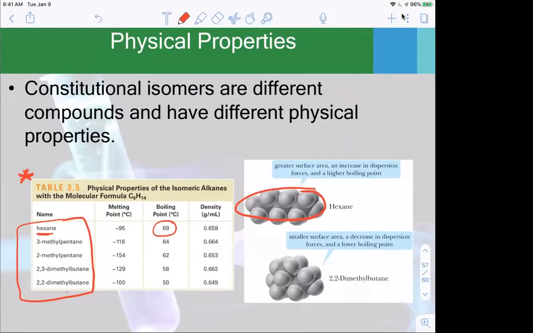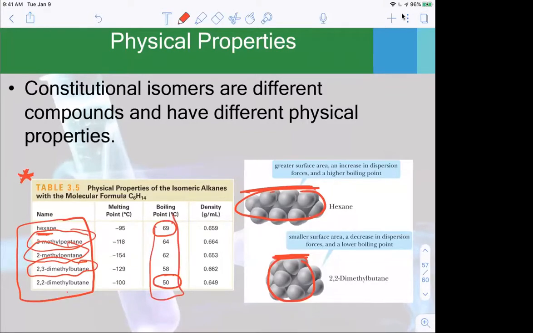2,2-dimethylbutane, which has the lowest boiling point, is more like a ball, right? I have less surface area in this situation, so my London dispersion forces are much lower. And then notice, as my branching changes, draw these out, make a model, and convince yourself that this is the appropriate order. I might give you something like this on a test and say, rank these in order from lowest to highest boiling point and explain why you picked that order.